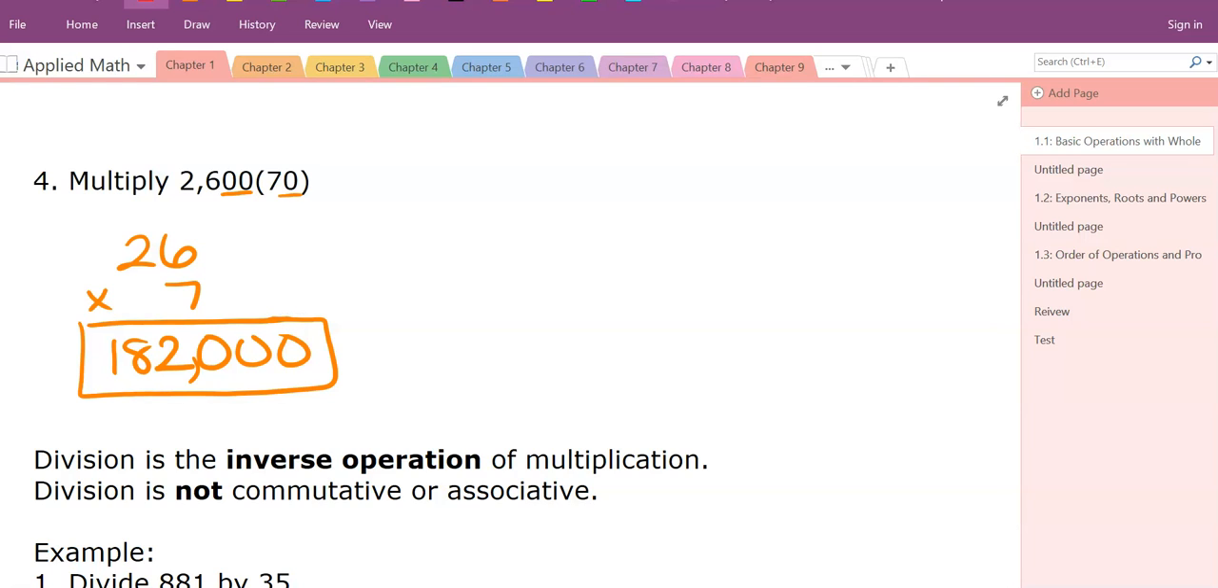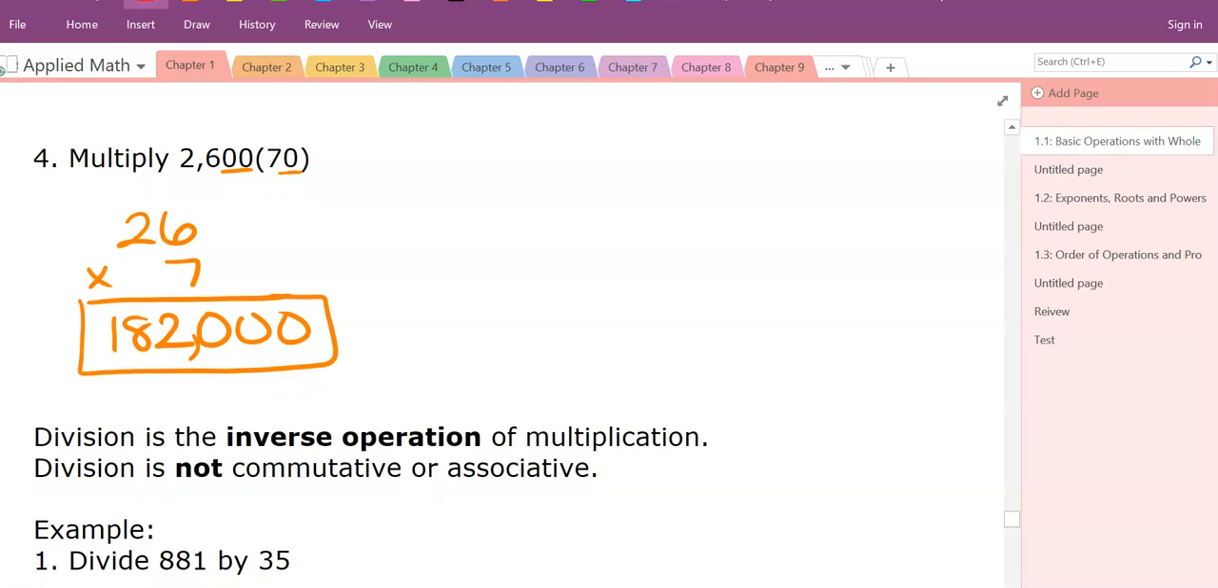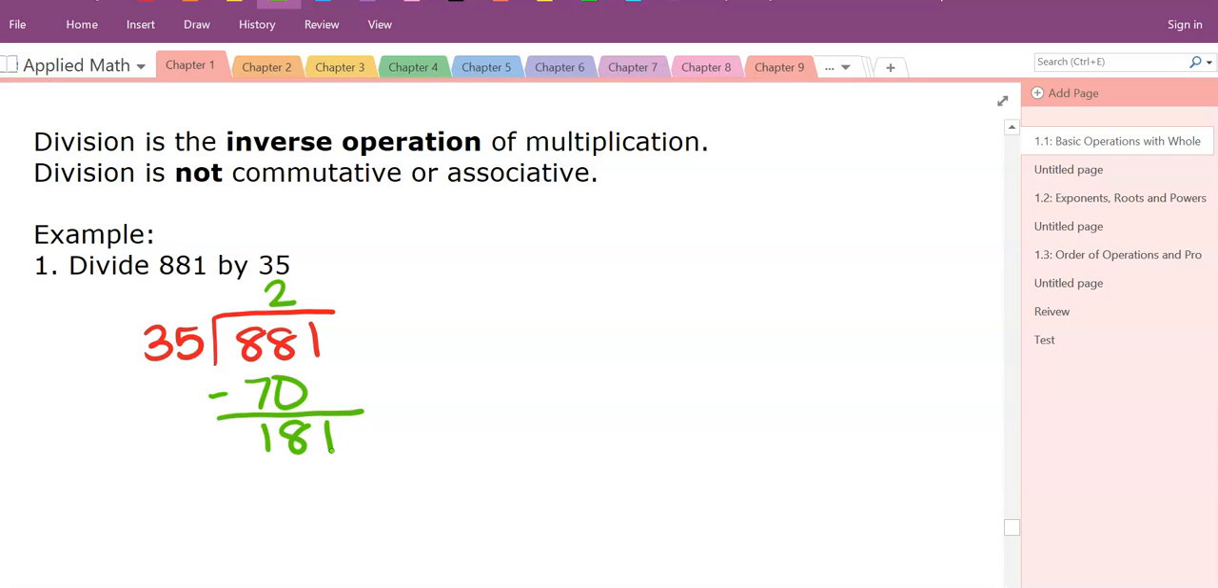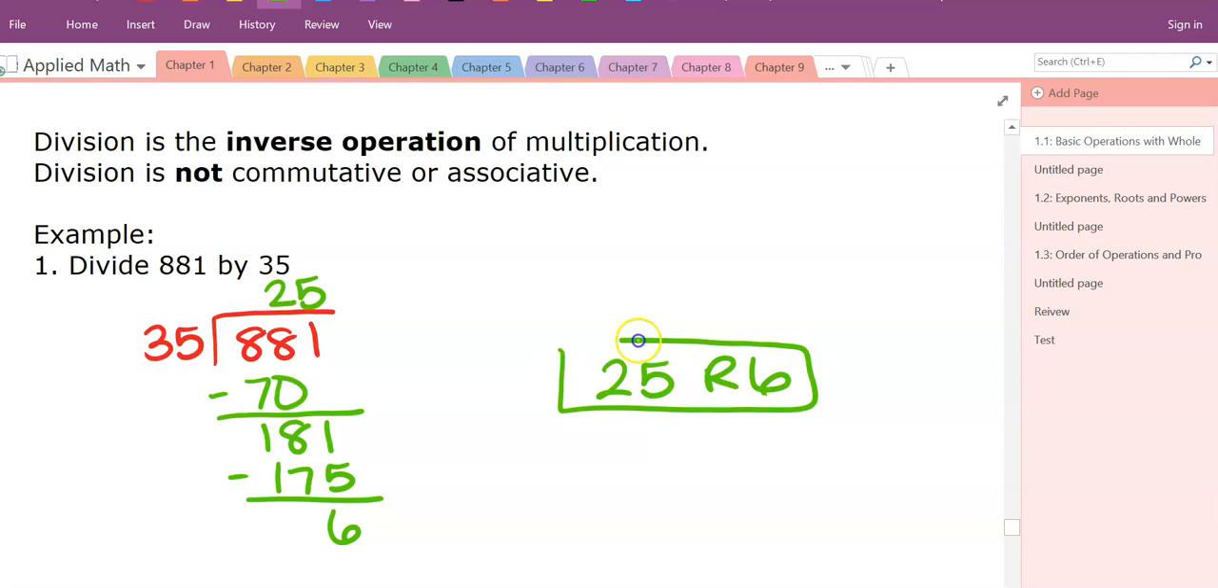So division is the inverse operation of multiplication, but it is not commutative or associative. It matters the order that we divide things. So I'm first going to take 881 and divide by 35. And if we do this the long way, 35 goes in the 88 2 times. And then we subtract. We have 181. That can go in there 5 times, and that gets us up to 175. So we have a remainder of 6 for this problem. So to write that, we're going to do 25 R6 for the remainder.